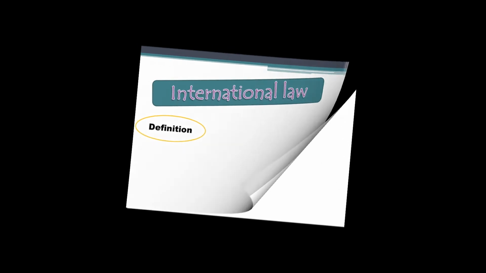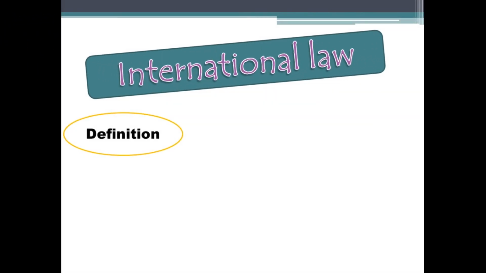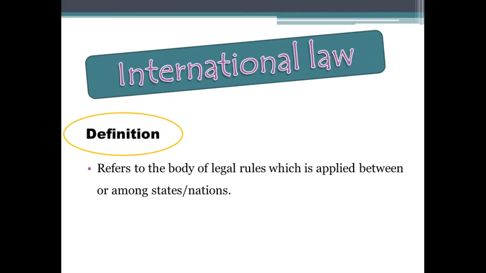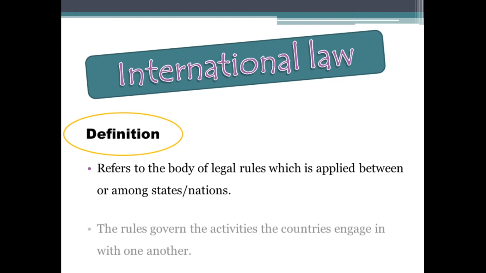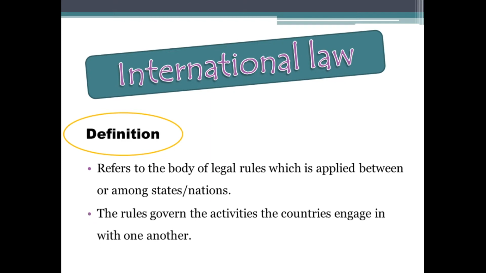First and foremost, we will look at international law. International law refers to the body of legal rules which is applied between states or nations. The rules are accepted between the countries as the law that will govern the activities the countries engage in with each other. The laws hence govern the relationship between the states, as international law provides normative guidelines as well as methods and mechanisms to international parties.